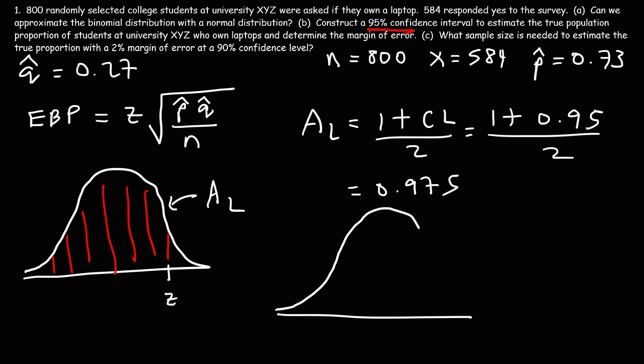Here's another way in which you can get the answer. So let's say this is the true proportion, which is going to be right in the middle. And here is our positive z-value and our negative z-value.